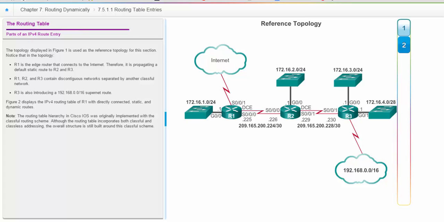Okay, now we're going to take an in-depth look at our routing table. Keep in mind this topology here on the right, we're going to refer back to it several times. We're going to look at the routing table as it pertains to this particular topology. The routing table hierarchy in Cisco IOS was originally implemented with a classful routing scheme, and although the routing table incorporates both classful and classless addressing, the overall structure is still built around a classful scheme.